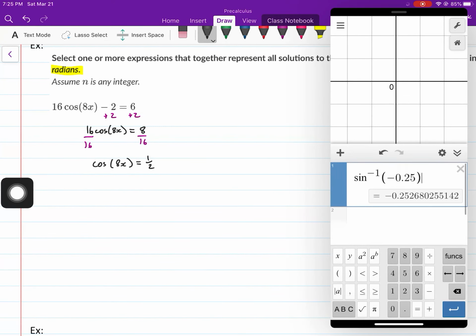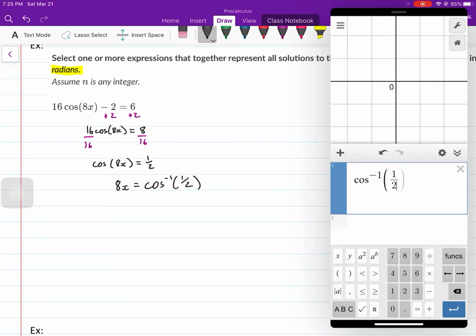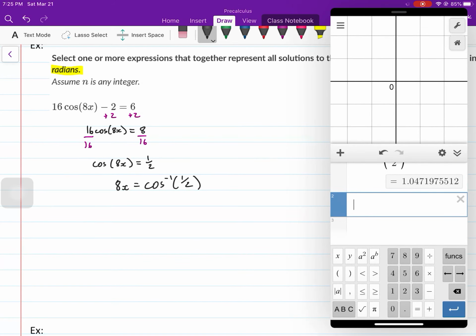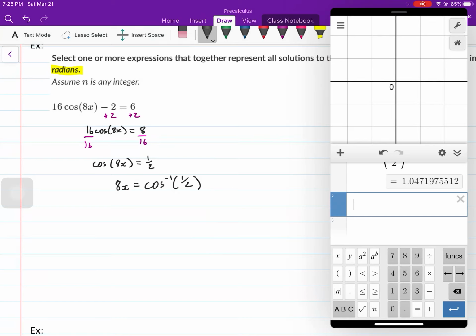Let me clear these from our last videos. So I'm going to do the inverse of cosine of 1/2. And make sure I'm in radians, which I am. So that's 1.05. Let me double check this, yeah, 2 decimal places is what we're doing. So 1.05. So 8x equals 1.05.